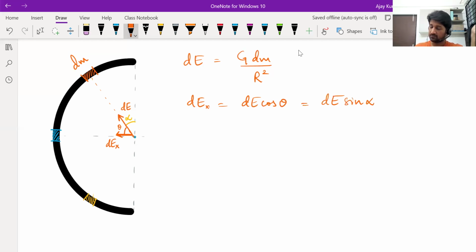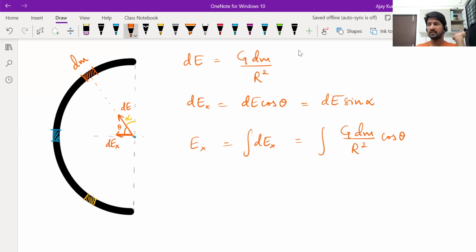Next, we need to integrate this. We need to integrate the x components of all the fields. So the net field in the x direction will be the integral of the small fields in the x direction. So you will have to integrate G dm by r squared into cos theta. Now G and r squared are constants. You can put them outside the integral. But how will you integrate dm cos theta? Theta is a variable, alpha is also a variable. From element to element, that angle is going to change.